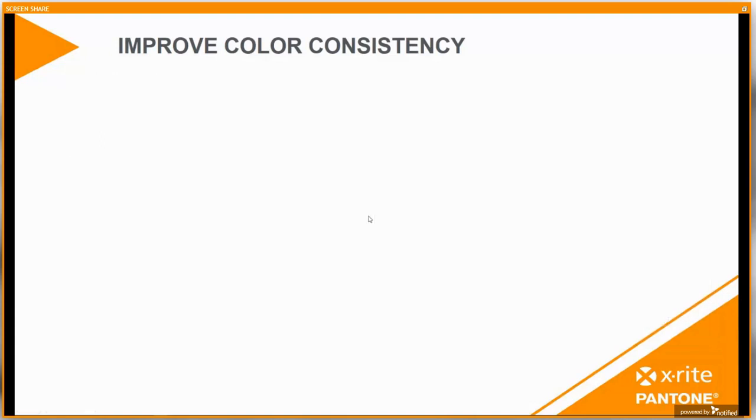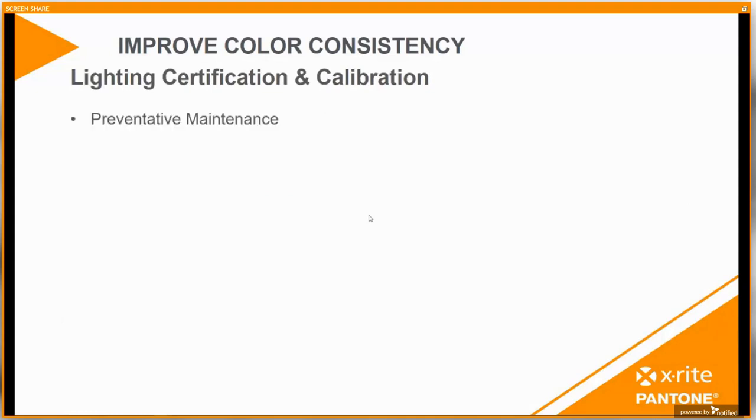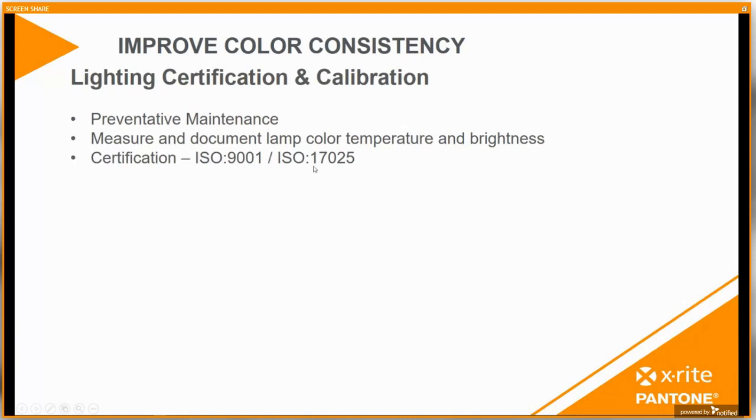It's also important that we maintain those. So we've got to do things like preventative maintenance, having them regularly, annually certified and calibrated, right? So that we measure and document the lamp color temperature and how bright it is. So it's not just that color temperature we were talking about, but also how bright the light is, and even having it certified, right? And there are several ISO certifications that can be done to your light booths.